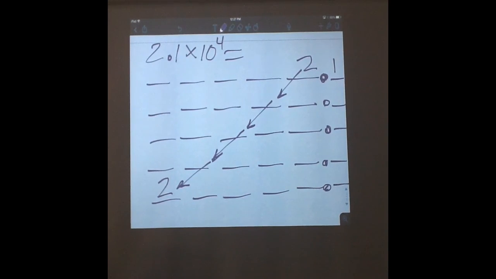Okay, and then what do we do next? We're going to move the 1. 1, 2, 3, 4. And then what do I do with all this space in here? I put zeros. So now I have 21,000. Does everybody get that? Yes. Why is it 21,000? Because we have 4. That's 10 to the 4th power, or 10 times 10 times 10 times 10.